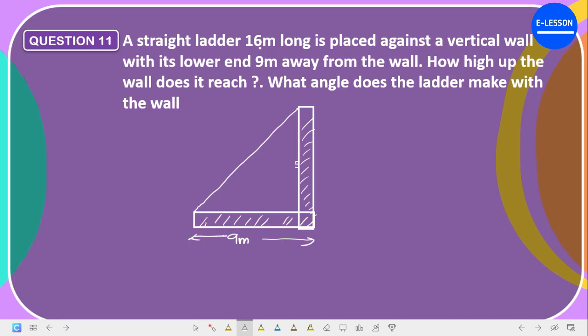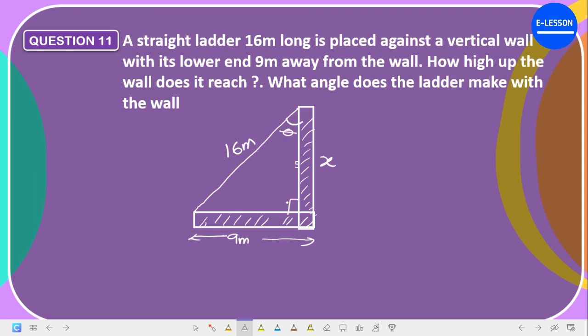Now, a straight ladder 16 meters long is placed against a wall, so this is your 16 meters. Now they are asking you how high up the wall it reaches, and what angle the ladder makes with the wall. If you are given anything like this, what do you normally do to solve it? What angle does the ladder make with the wall? It means they are asking you to find this angle here, theta.